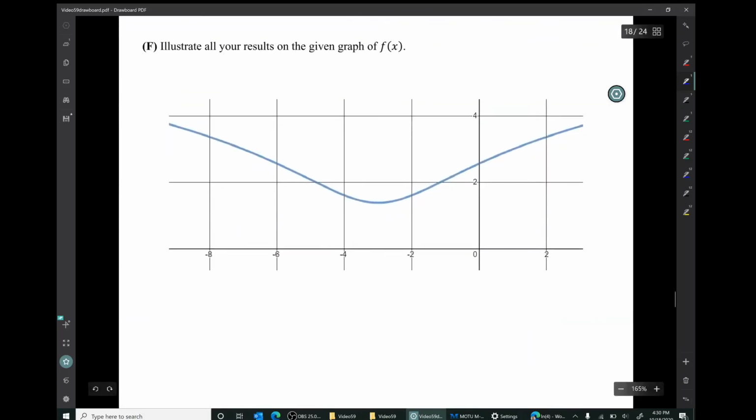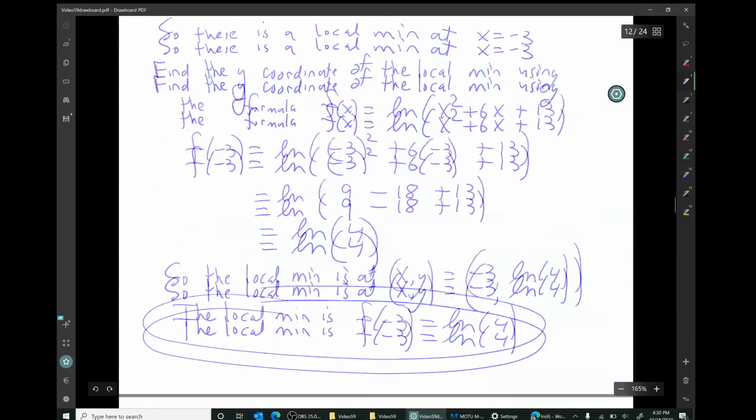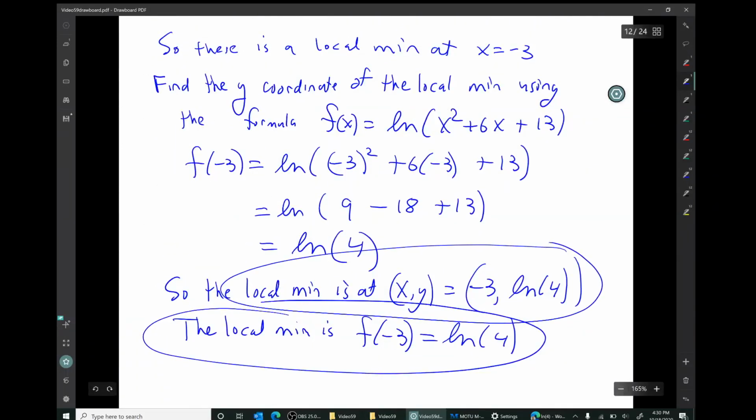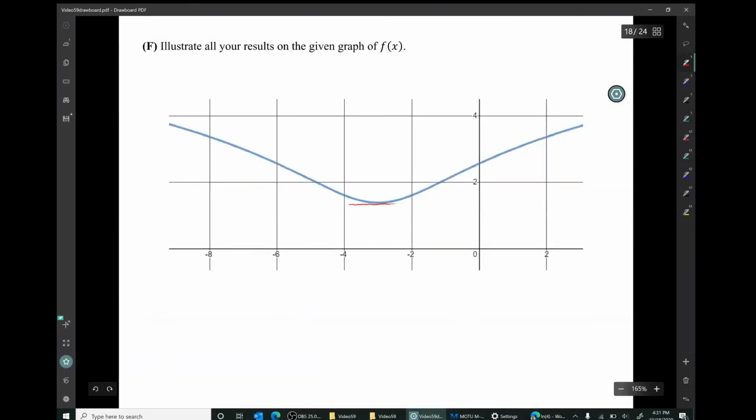Let's go on. Question F, we're supposed to illustrate all of our results on the given graph of f of x. Well, what are our results? Let's go back and look at question A. Question A, we found that there was a local min at negative 3, ln of 4. ln of 4 is around 1.4. So there's our local min.